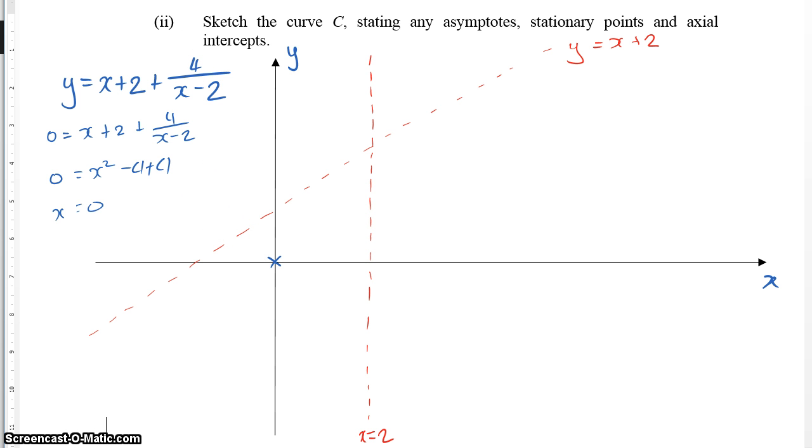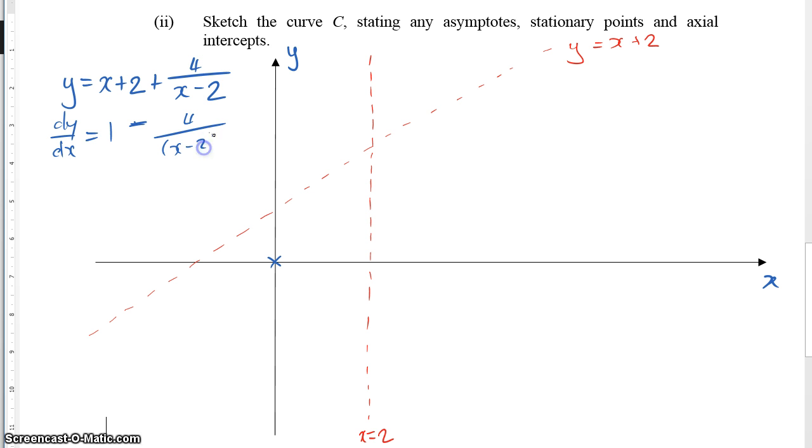What about turning points? So again, I'm just going to erase this because I don't have the space here, sorry. What is dy by dx? Differentiating this form's quite nice. I get 1 minus 4 over (x minus 2) squared. So if that's equal to 0, for maxima and minima, what does that mean? It means that 1 is equal to 4 over (x minus 2) squared. Means that x minus 2 is equal to plus or minus square root 4. It means that either x equals 0 or x equals 2 plus 2, 4.